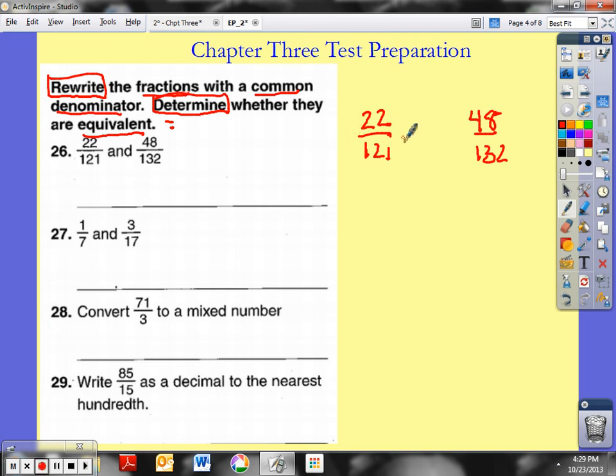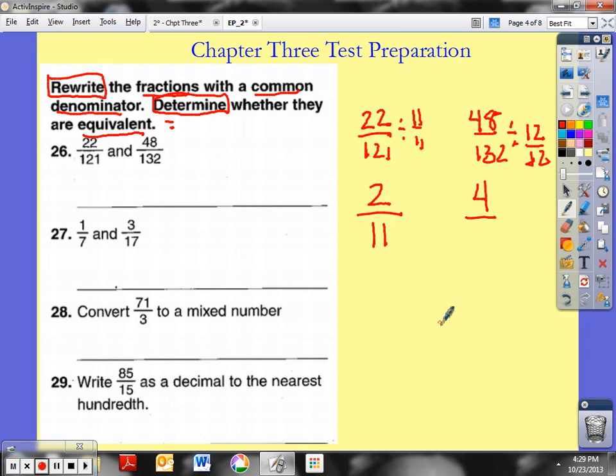I think Kevin Pinsura told me about this. So I know that 11 goes into both of these. So I'm going to divide this by 11. 22 divided by 11 is 2. I think 121 divided by 11 is 11, I hope. Okay, now I think both of these, 12 is a common factor. So we're going to divide by 12. 48 divided by 12 is 4.